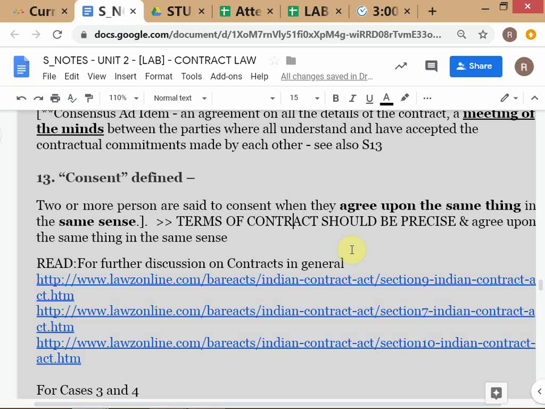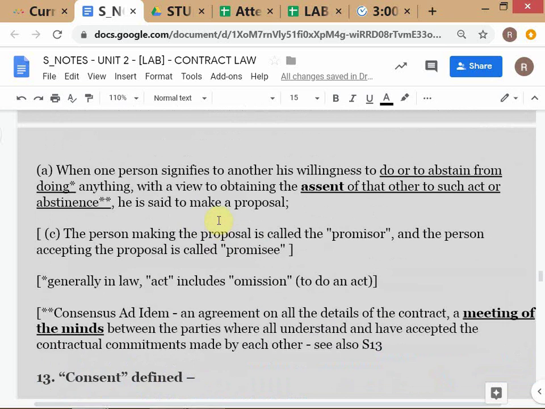Is this clear? So there's automatically this idea that the terms of contract should be quite precise so that there is no room for any kind of misunderstanding. You can build this idea around the section 13 definition, because otherwise how are they going to agree upon the same thing in the same sense? This will become quite important in several contract situations. All right, so this is what consent means. Here I just wanted to introduce the idea of consensus ad idem.